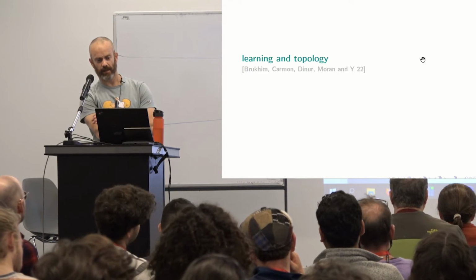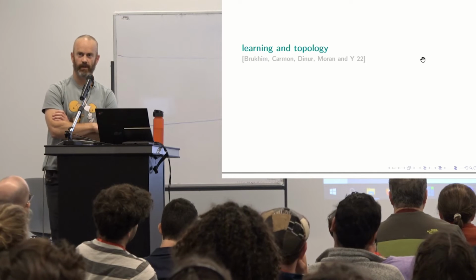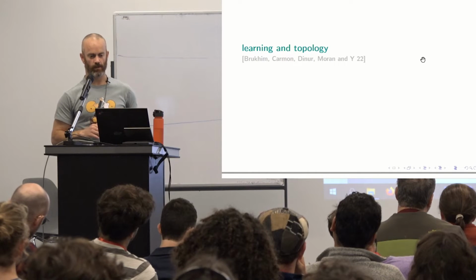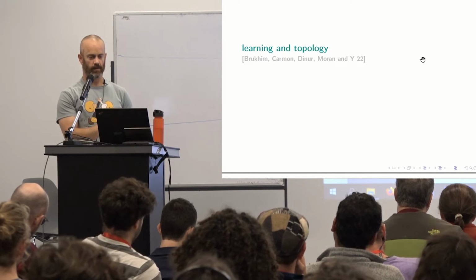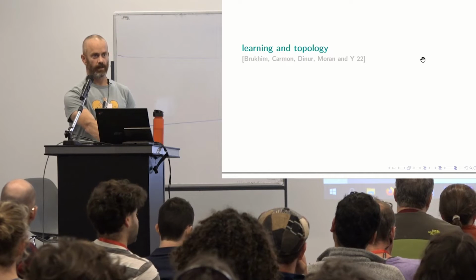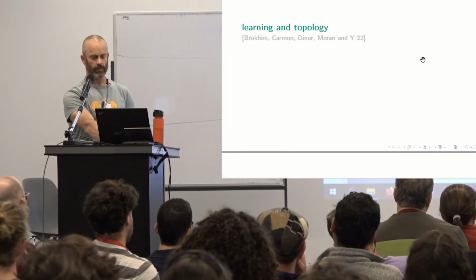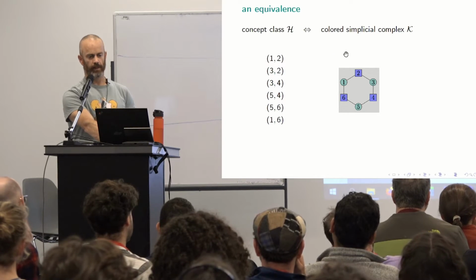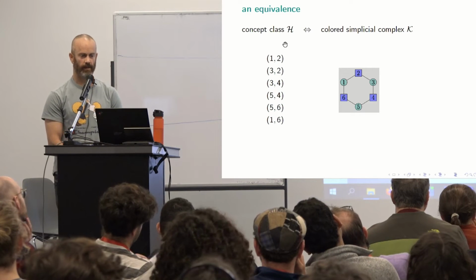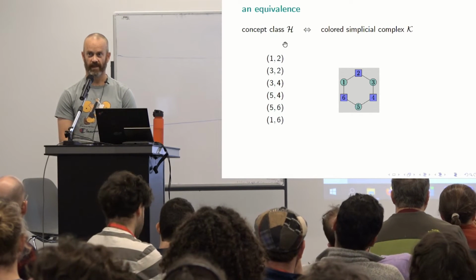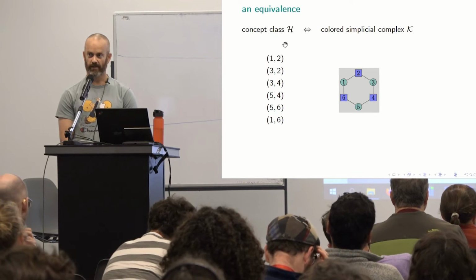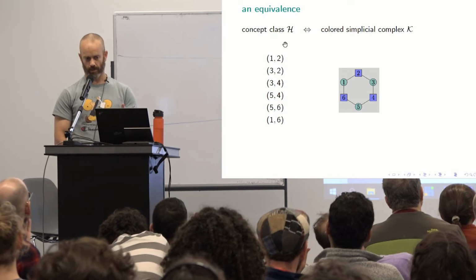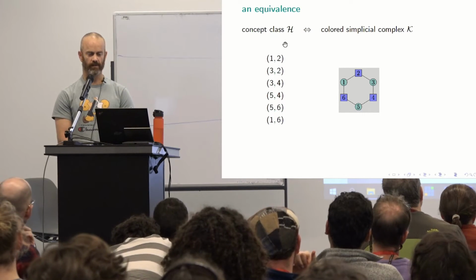Okay, the last idea I want to tell you about is related to this Natarajan dimension, and I think this is a story by itself that I'll be happy to talk about and understand better with your help. So here's the picture. There is a general equivalence between concept classes, in this case where the size of X is 2. There is the first coordinate and the second coordinate. And what is called colored simplicial complexes.